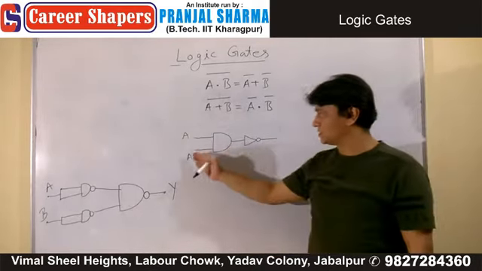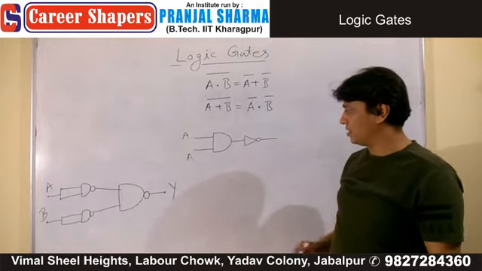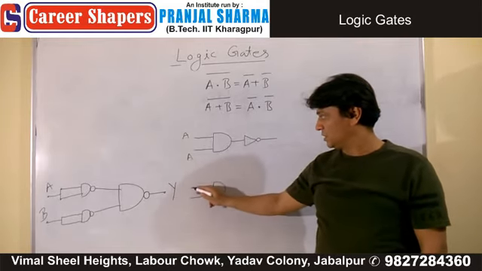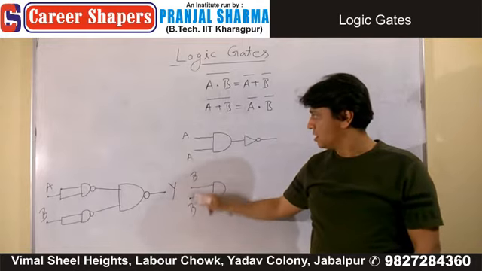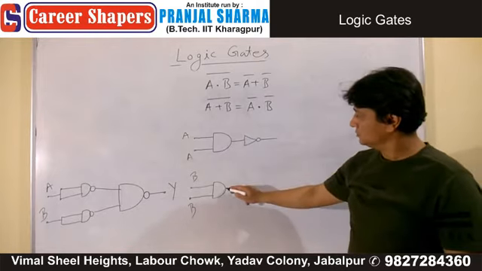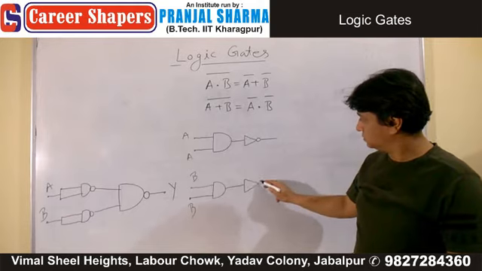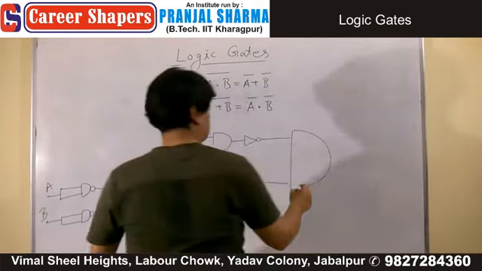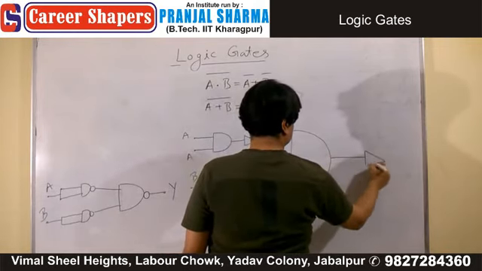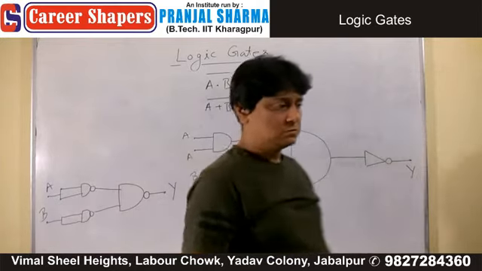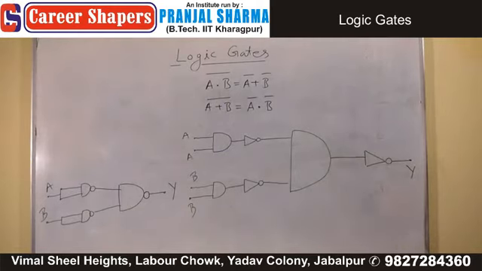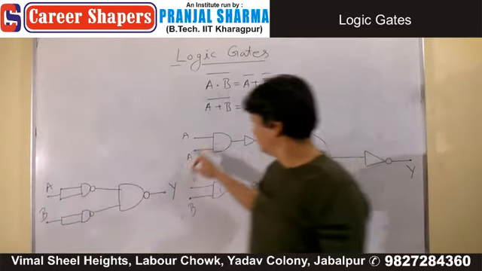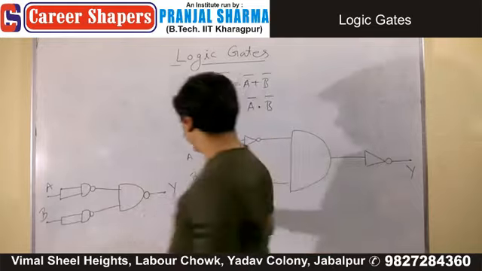Once you develop the practice, there is no need to draw it in this form, but as of now, instead of wasting time, you can do it fast, but right now, this circuit is the same thing. A A not, B B not, and your final not.